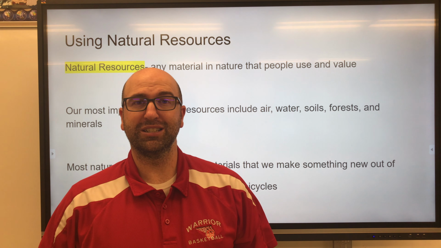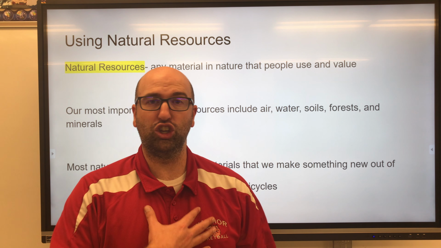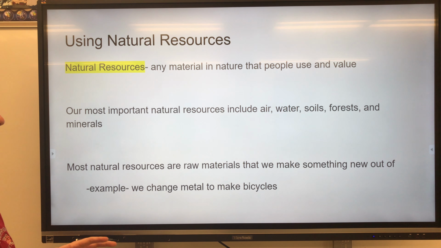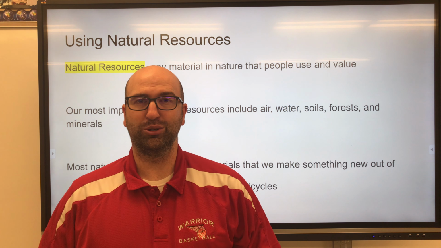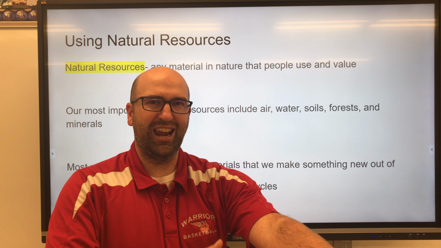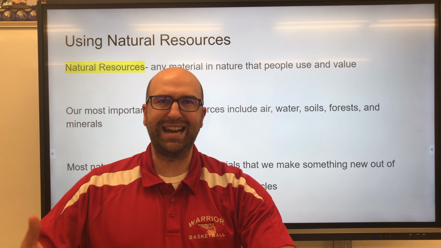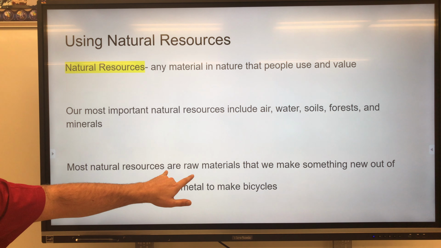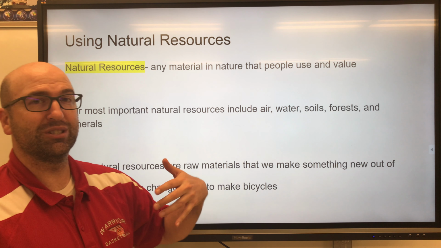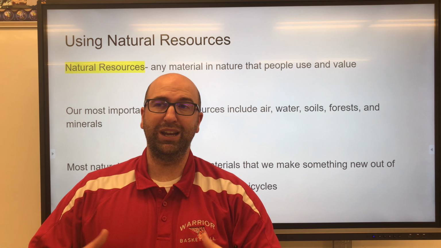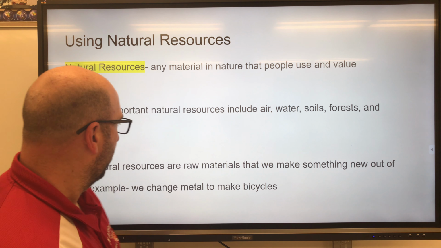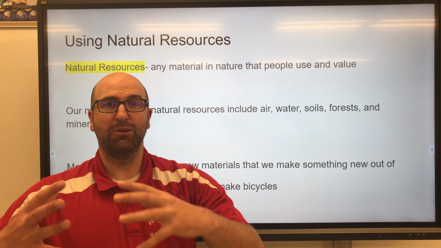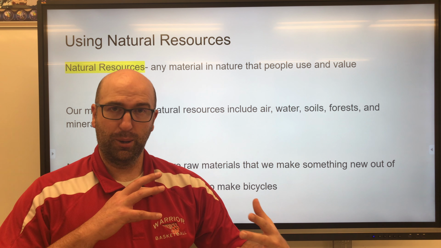Some of those resources that are found are just general resources that we humans need, such as air and water, soil for agriculture. But you have other resources on the earth that we can't just take and use right away, that we have to make something else out of. And those are what we call raw materials. So raw materials are something that we take out of the earth, but we make something else out of for our benefit. An example would be we get metal out of the earth, and we would have to make that into the material to make bicycles with.